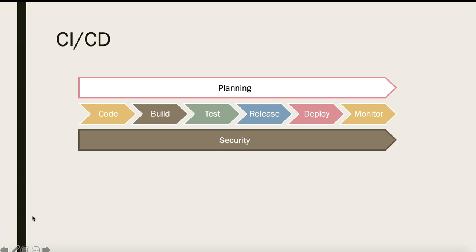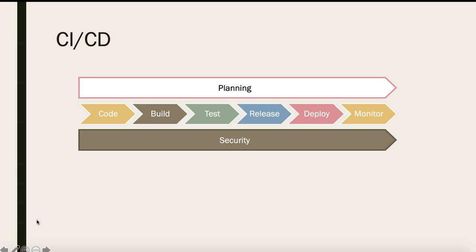Planning is there in all the phases, and the second line set of arrows actually shows the phases in the CI/CD process, and the third line, security, is embedded throughout the CI/CD process. So let's go through each of the arrows inside the CI/CD process.